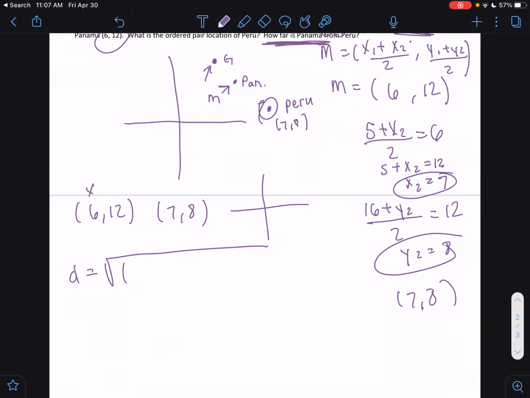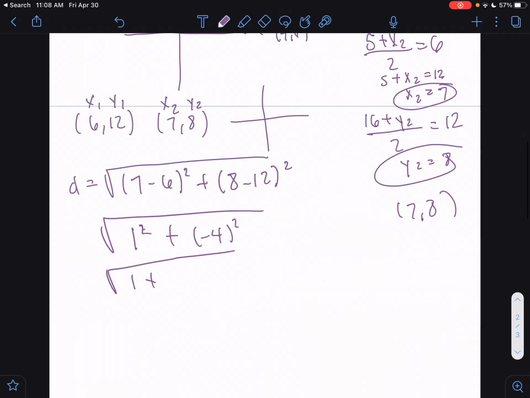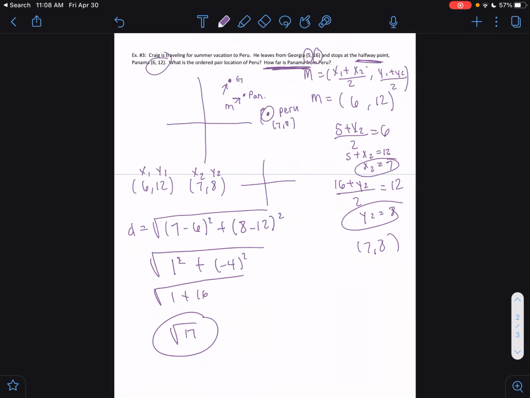So I'll label these as x and y. So 7 minus 6 squared plus 8 minus 12 squared. Then we'll have the square root. 7 minus 6 is 1 squared plus 8 minus 12, which would be negative 4 squared. So the square root of 1 plus 16, so the square root of 17. I'm just going to leave that in radical form, and that will be our answer for that one.